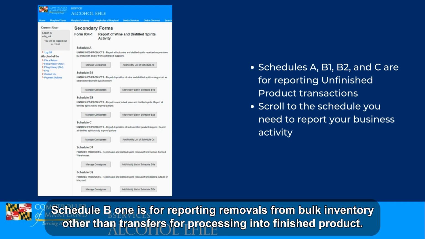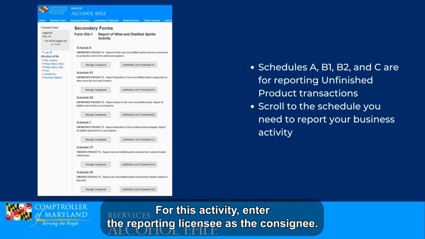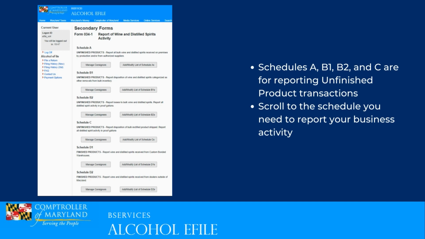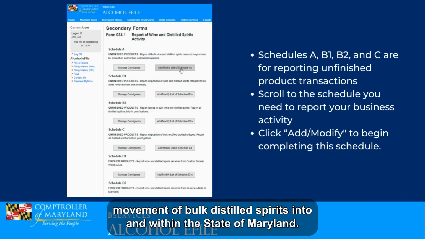Schedule B1 is for reporting removals from bulk inventory other than transfers for processing into finished product. Schedule B2 is to report losses from inventory. For this activity, enter the reporting licensee as the consignee. Schedule C identifies rectified product shipped from the distillery license location for bottling and labeling. Use these schedules to report movement of bulk distilled spirits into and within the state of Maryland.